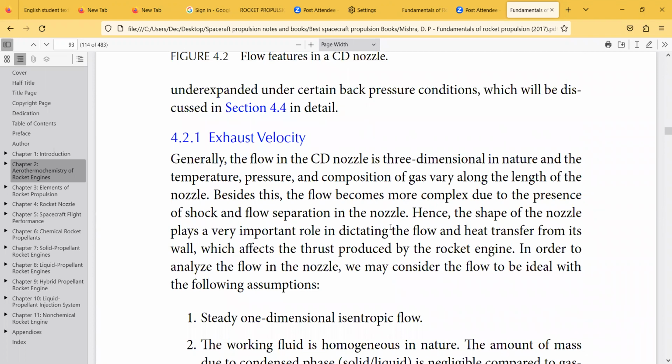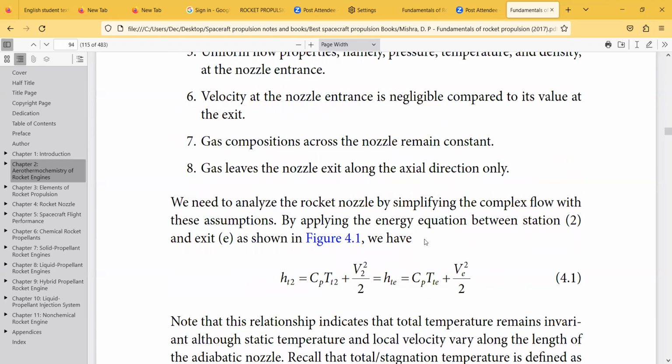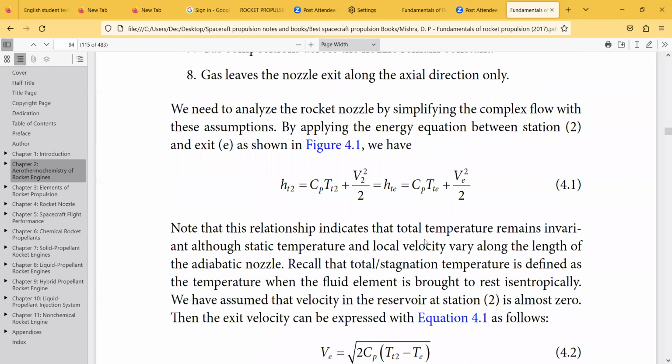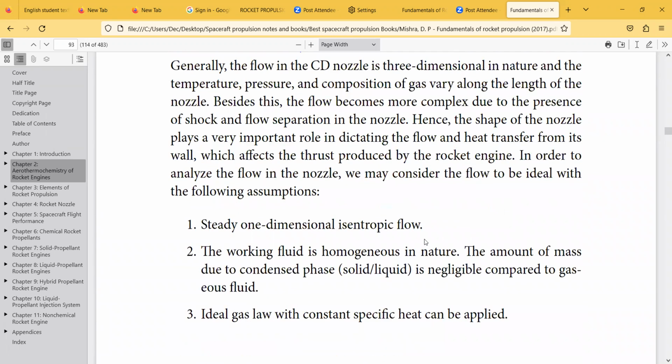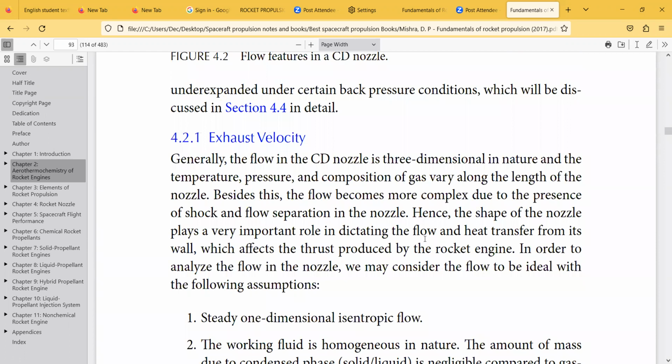So let's calculate exhaust velocity. That means how we can formulate the exhaust velocity with respect to enthalpy, entropy, Cp, temperature, velocity, and so on. So let's come to some important formulations. Generally, the flow in a convergent-divergent nozzle is 3-dimensional in nature, and the temperature, pressure, and composition of gas vary along the length of the nozzle.